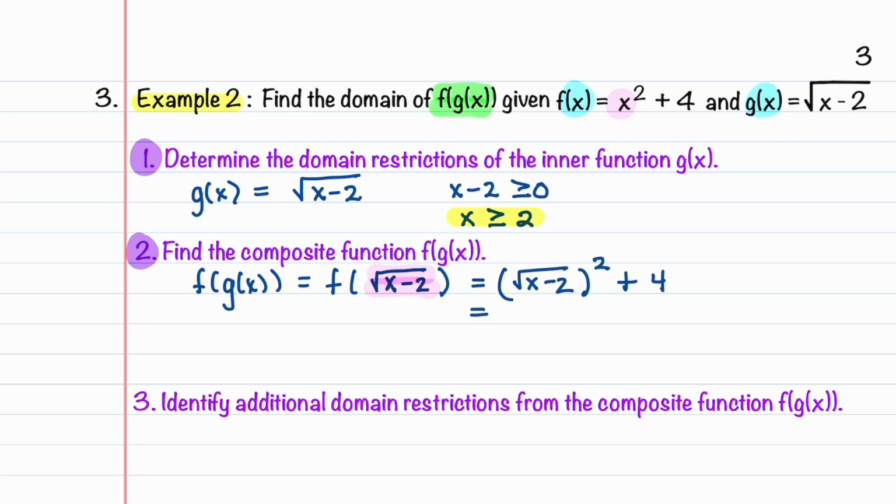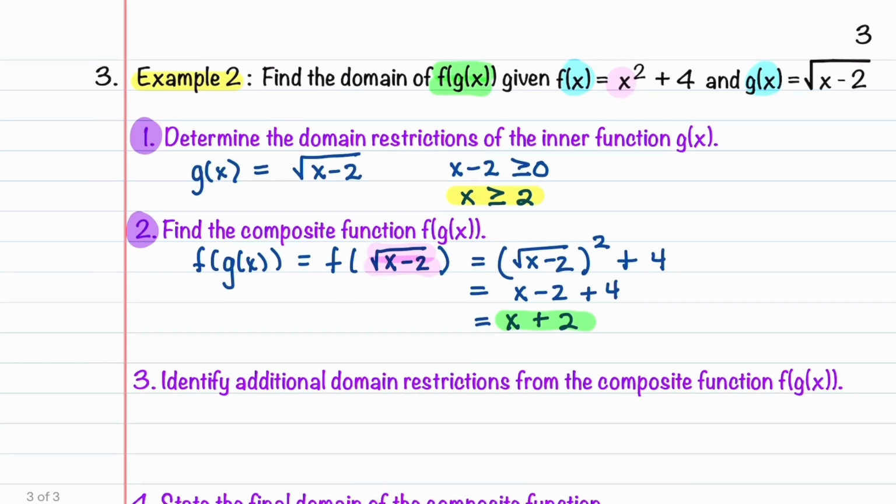Now we have to simplify this. If we take the square root of an algebraic expression and then we square it, those two operations cancel each other out, and we just have x minus 2 plus 4. And this gives us a value of x plus 2. I'm going to highlight this because this is our composite function.